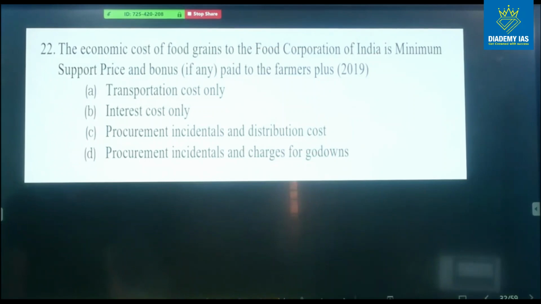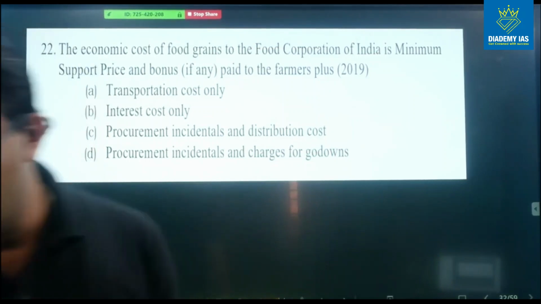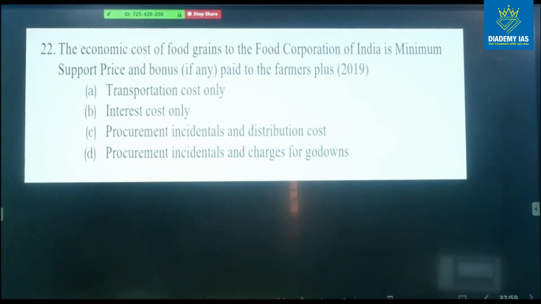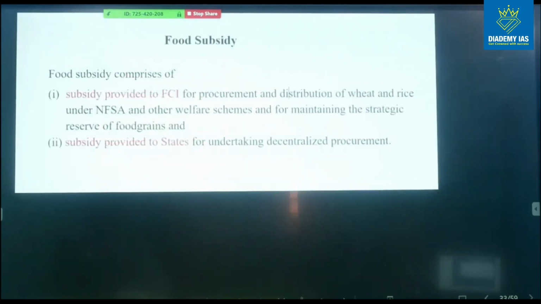So here you can see the question of 2019. So please read this question and tell me what is the answer. Answer is C only. The economic cost of food grains to the FCI is minimum support price and bonus if any. So bonus is also part of the MSP. If sometime the government feels it should give the bonus, then it can also give the bonus. And apart from that, we have procurement incidentals and the distribution cost, which is part of the economic cost of food grains. So this is the question of 2019. Answer is option C.